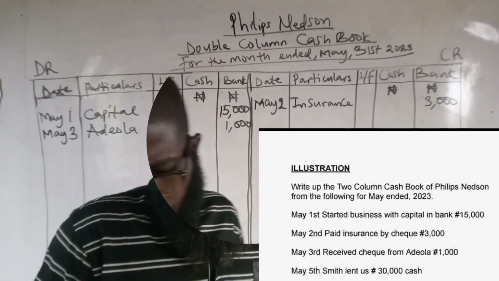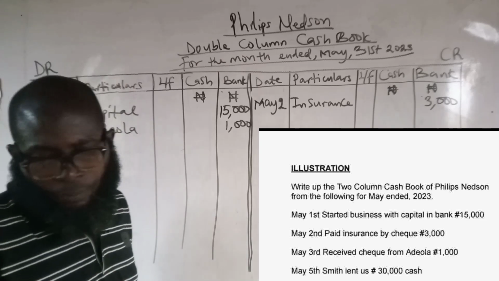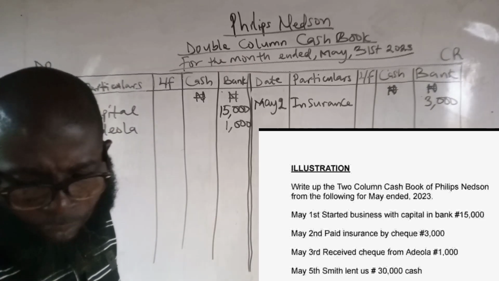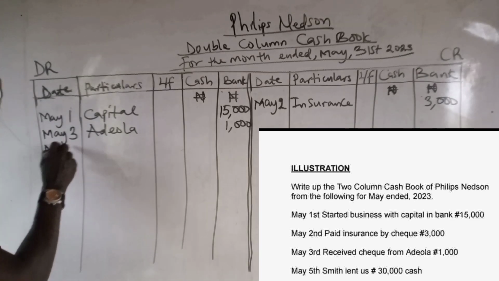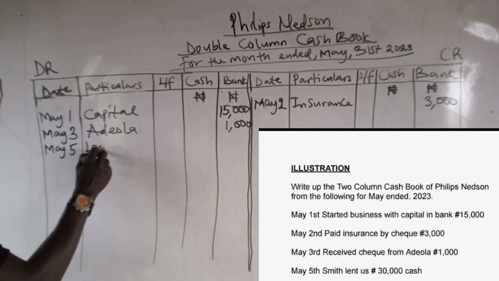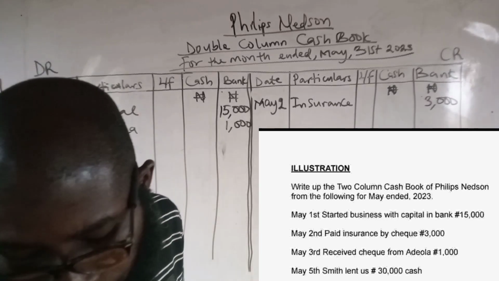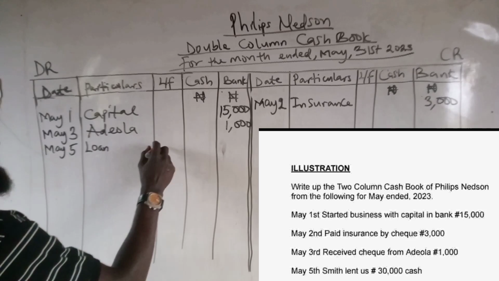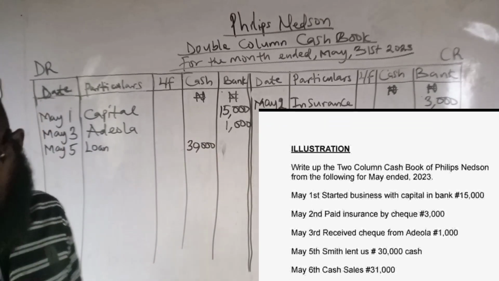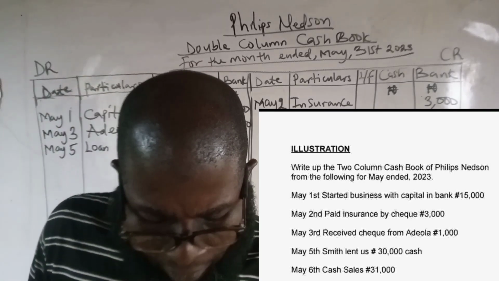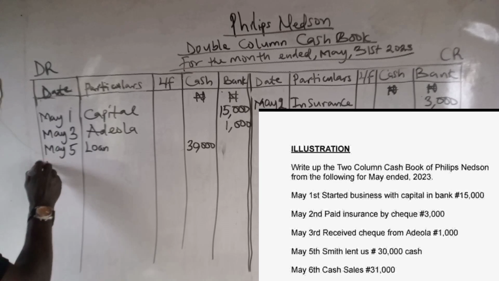Then May 5, Smith lent us 30,000 naira cash. This simply means loan. Therefore, we are going to write it here, May 5, you put loan. Then you come here under cash and put 30,000 naira. Then May 6, cash sales 31,000 naira.